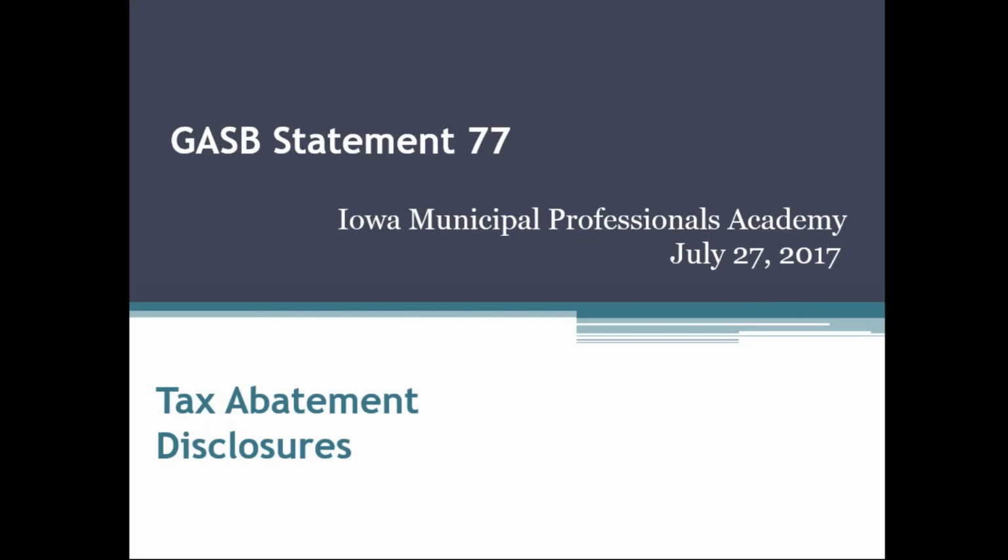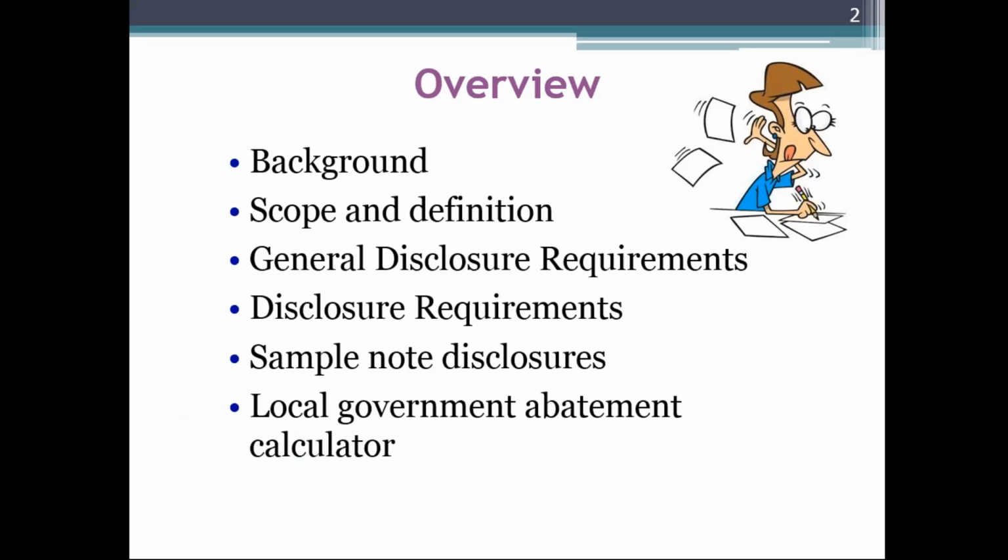First slide we have is an overview. This is what we're going to talk about. We're going to talk about background information, why GASB 77 is there. It was issued in August of 2015 and is effective for years that end June 30, 2017. We'll also talk about scope and definition. We'll talk about some general disclosure requirements. We'll walk through a sample note disclosure for a city. And then Ted Nelson is going to help us with the local government abatement calculator.